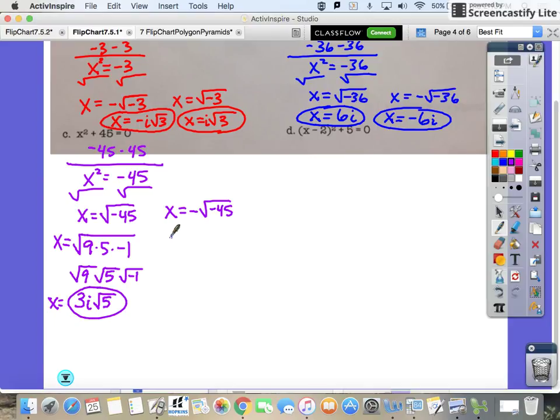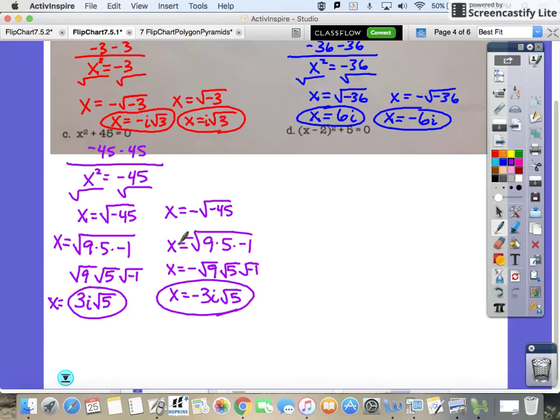Then over here, same idea. You could skip all of this and skip to the end and just make it negative, but I'll work it out for you. So we've got x equals the negative square root of 9 times 5 times negative 1. So we get negative square root of 9, square root of 5, square root of negative 1. So we get negative 3, this part is an i, square root 5. So that's what I meant, you can skip all this and just put a negative out front.